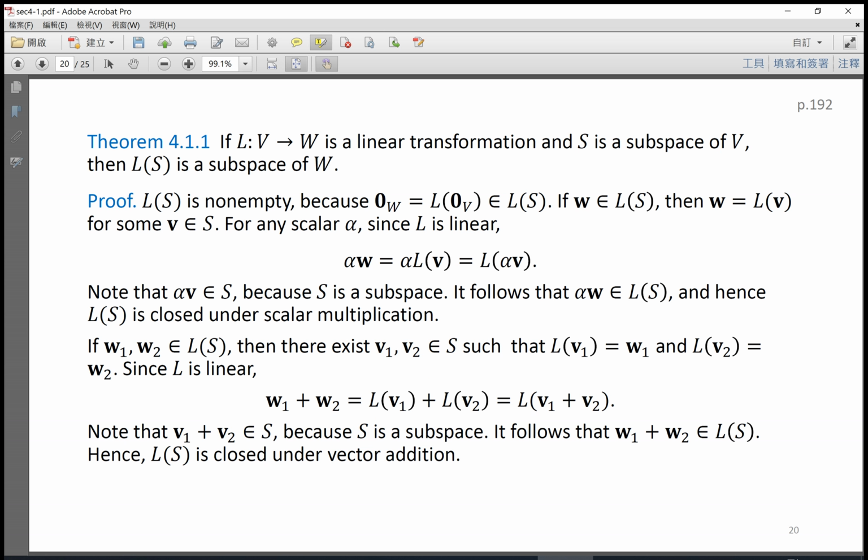We have found V1 plus V2 in S such that L of V1 plus V2 equals W1 plus W2. Then by definition, W1 plus W2 is in L of S. Hence, L of S is closed under vector addition.